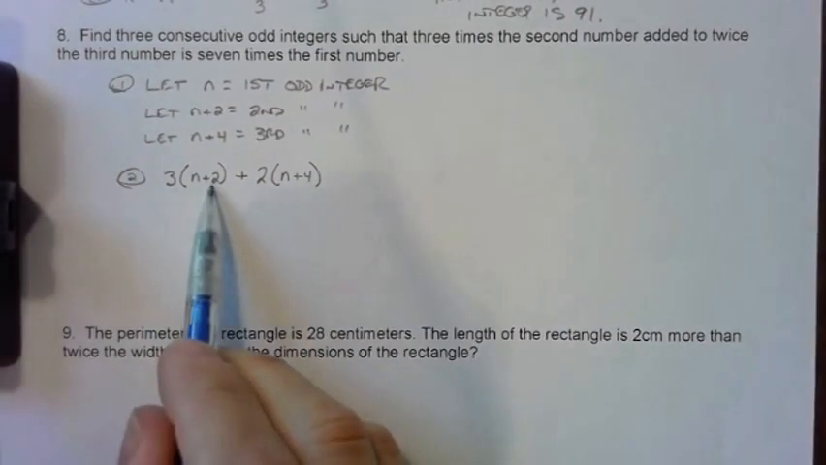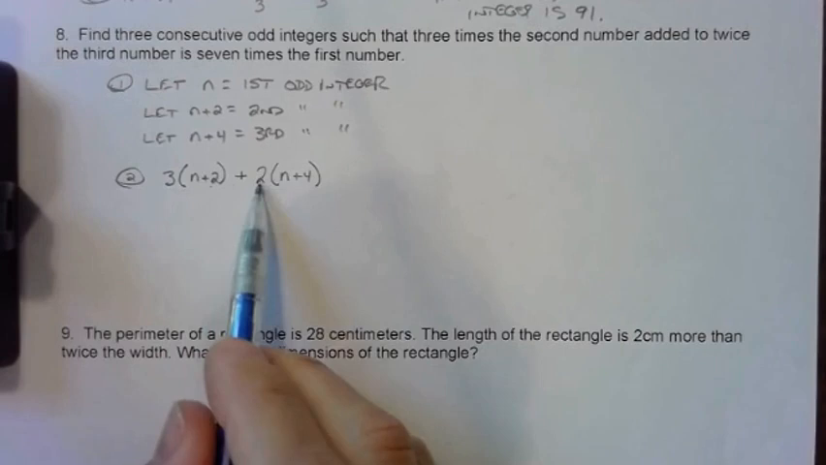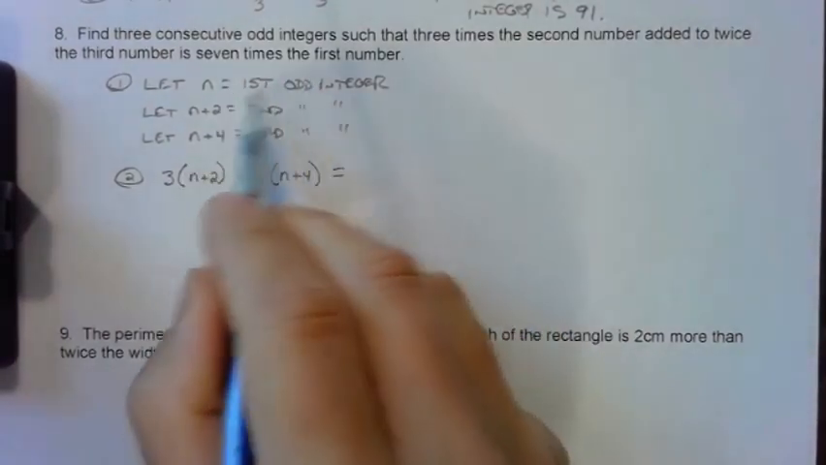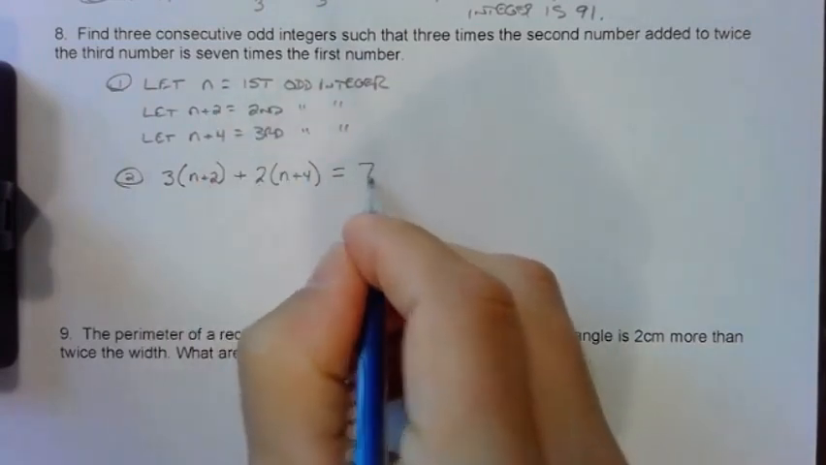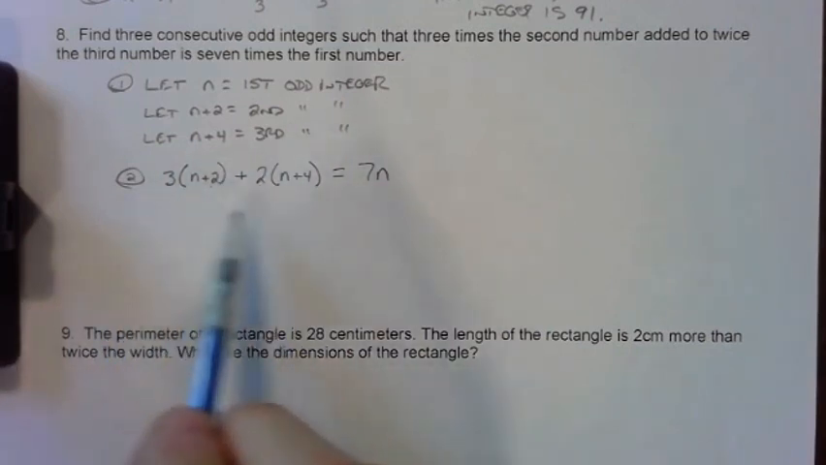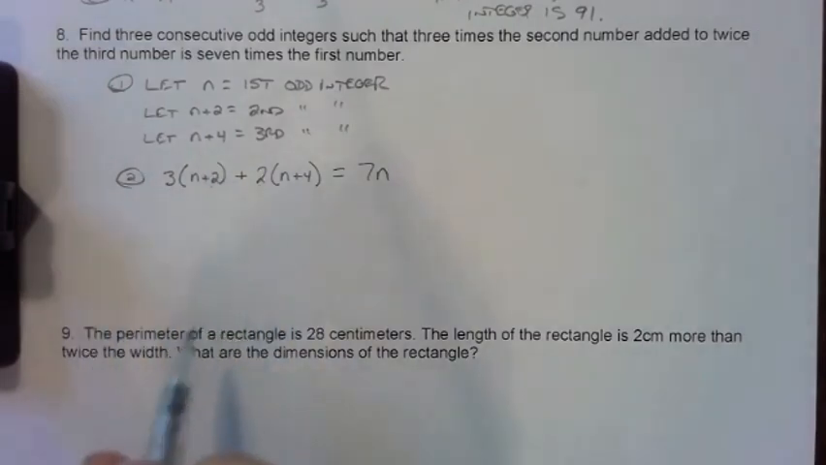3 times the second number added to twice the third number equals 7 times the first number, which we've called n, 7n. So there's our equation. Let's go ahead and see if we can solve it. On the left-hand side, the first thing I'm going to have to do is distribute.